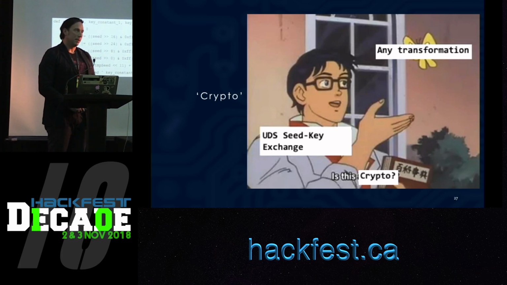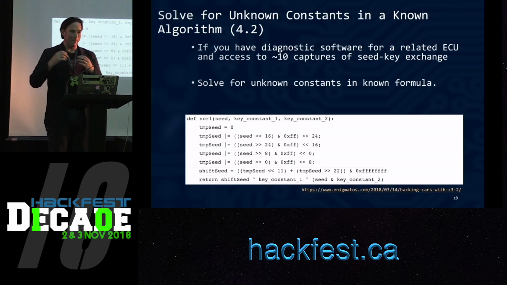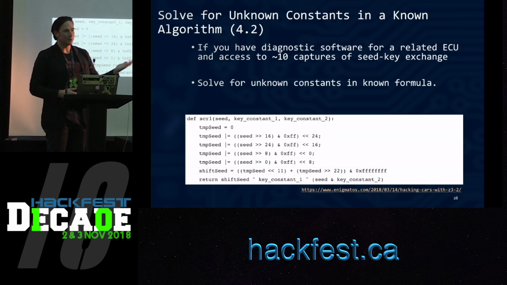Another thing that happens is people who make these ECUs will have the same algorithm, but then when they do different models, they'll change the parameters in the algorithm. So if you've run into the algorithm before, you can just go and solve for unknown parameters. There's a great blog post from Enigmatos where they did exactly this, and they found they could just take 10 CKey exchanges. So that meant that they only had to take their car to the garage like 10 times, capture 10 exchanges from the garage tool, and then all of a sudden they know all the parameters.